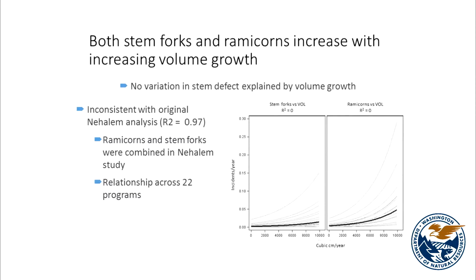When we combined height and diameter to come up with volume, though, we did not see any variation explained by the volume growth. And so this was inconsistent with the original analyses, but this is an analysis across 22 programs instead of across one program, and as I'll show you in some later slides, we were either lucky or unlucky in that the pilot study happened to be the program with some of the strongest genetic correlations.